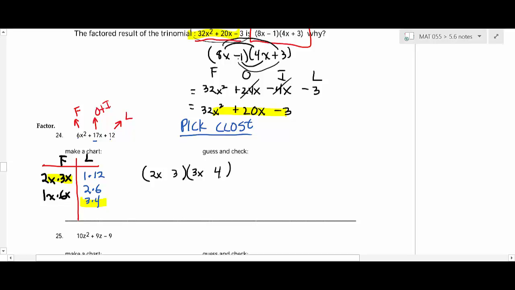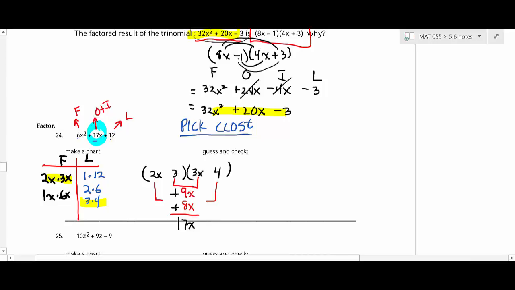Now we're going to see if it works. So what you do is you start by just picking and trying. Now this is where it becomes important that you do this visual. So if you multiply the inner term, what is that? 9x. If you multiply the outer term, what's that? 8x. What are you trying to get out of this problem? 17x. Okay, is that going to work? Can you make 9 and 8 out to 17? Yeah, 9 plus 8 is 17, right? So that means both of them have to be plus.